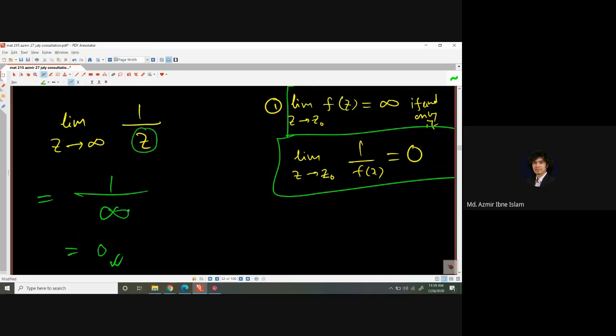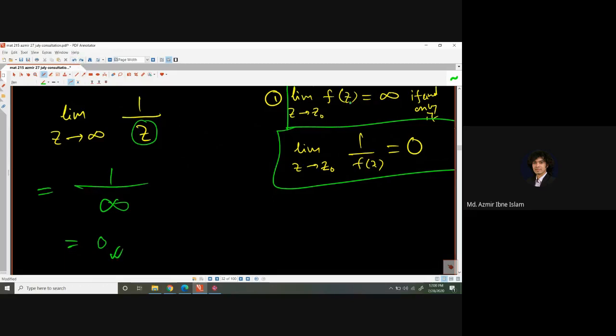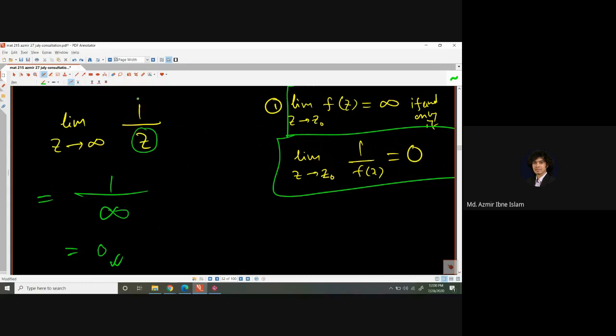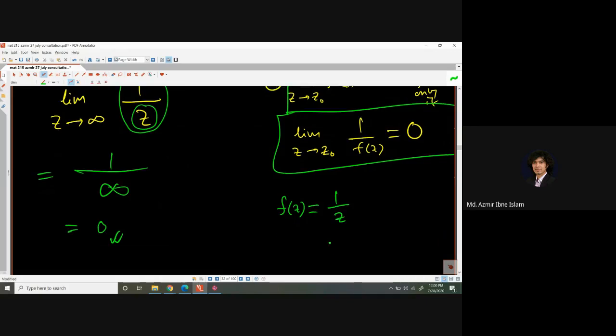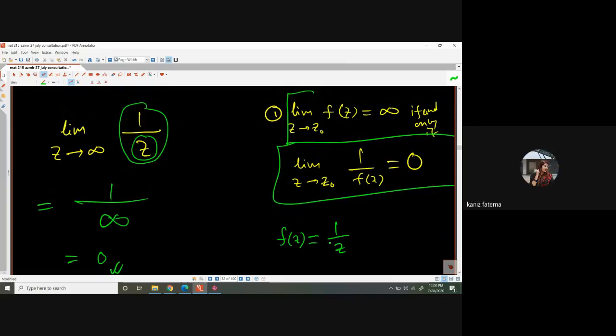The result will be 0. But the same thing I'm trying to discuss with this theorem. Try to understand the theorem. So here, the first part is f of z. So here, you can see that the f of z is which one? F of z is 1 by z, right? Yes, sir.